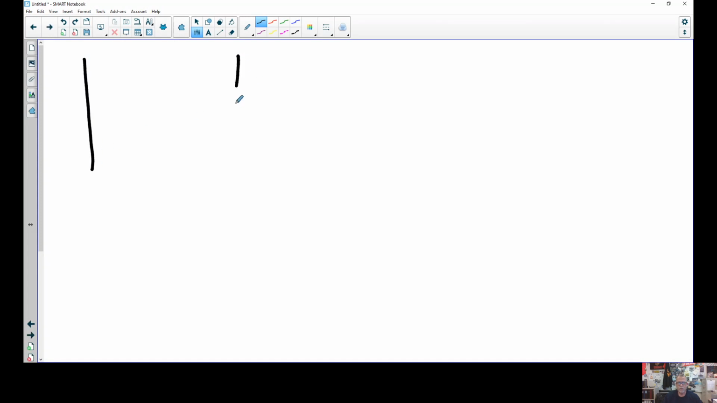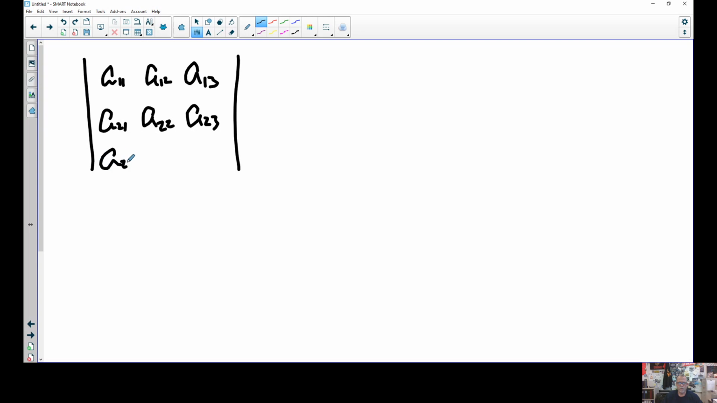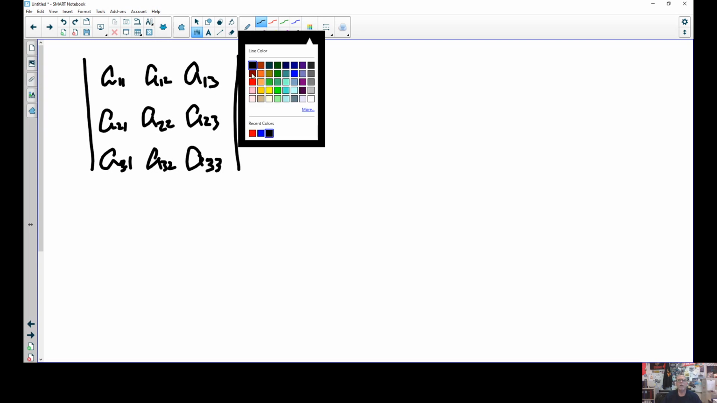All right, we've got 3 by 3 would be A11, A12, A13, and then it would be A21, A22, A23, A31, A32, and A33. Now this is our matrix A, of course, and it's a 3 by 3 or a third order matrix. And the way we do this, and I'm going to use color to try to demonstrate how we do this.